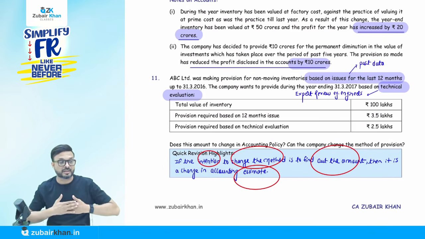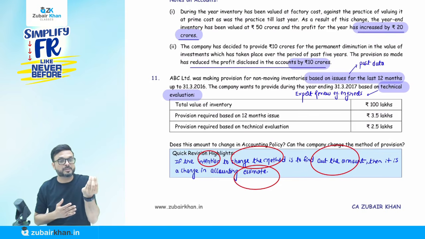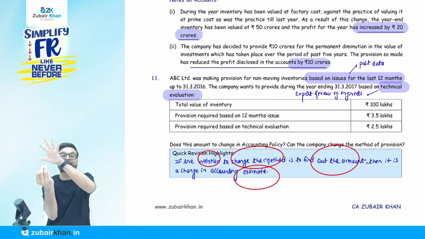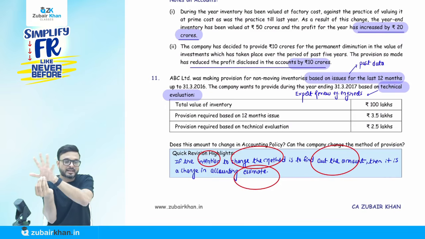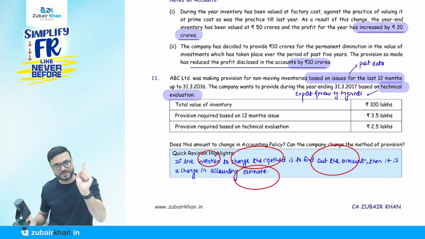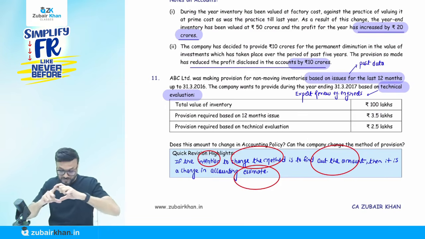Here my intention, moving from the past 12 months performance, is to decide the amount of provision. Here I am finding out the amount of provision through the technical evaluation. This is some technical evaluation, for example, by engineers. Okay. So here my intention to change the method is to find out the amount. We call that a change in accounting estimate. These are the key words here.